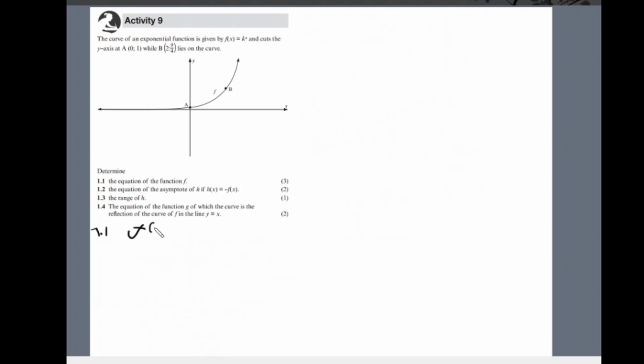To determine the equation, we know it's in the form f of x equals k to the power x, and then we can use the point B to calculate the value of k, right? So when x is 2, y should be 9 over 4, so we'll have 9 over 4 equals k to the power 2. Then k is equal to the positive square root of 9 over 4, which is equal to 3 over 2, right? So now k is 3 over 2.